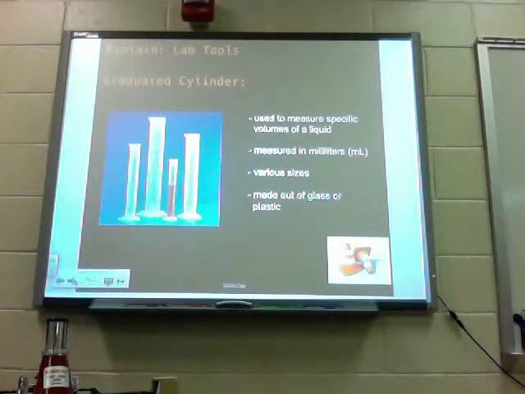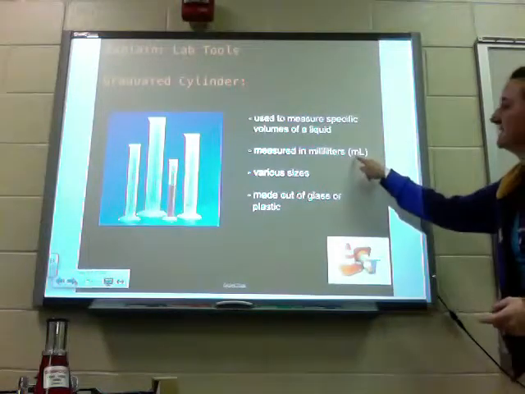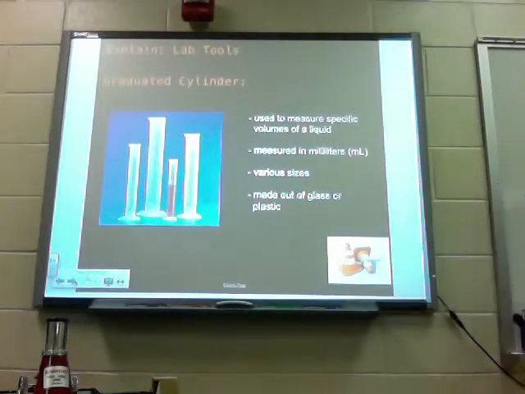We're going to start today with a graduated cylinder. Now, what a graduated cylinder is used for, it's used to measure specific volumes of a liquid. And what does volume mean? How much space something occupies. Graduated cylinders measure liquids in milliliters. Notice it's always a lowercase m and a capital L. Graduated cylinders come in various sizes, and they're made out of glass or plastic.